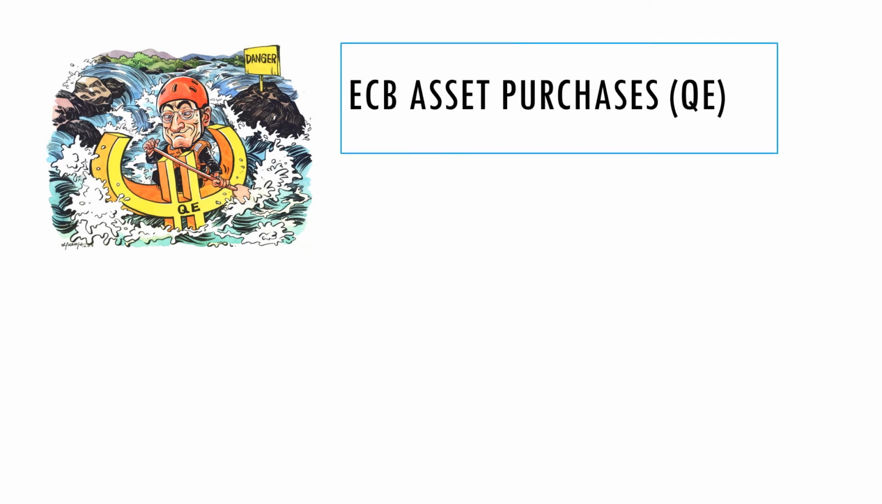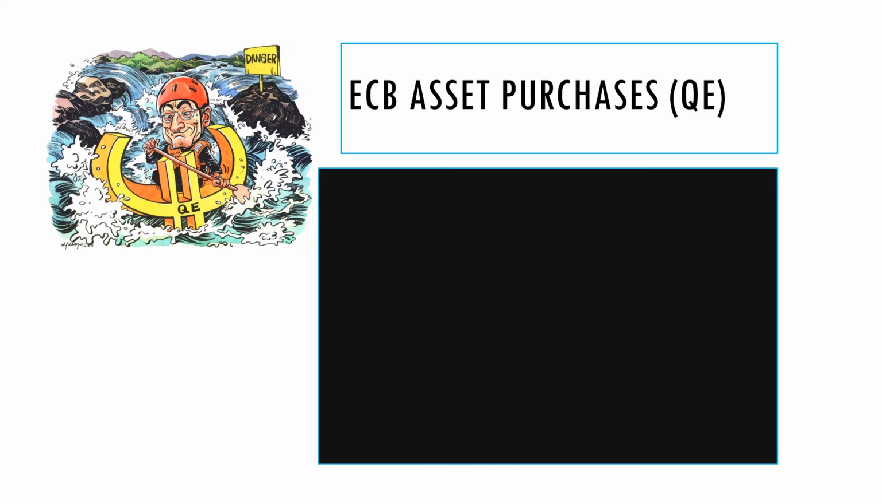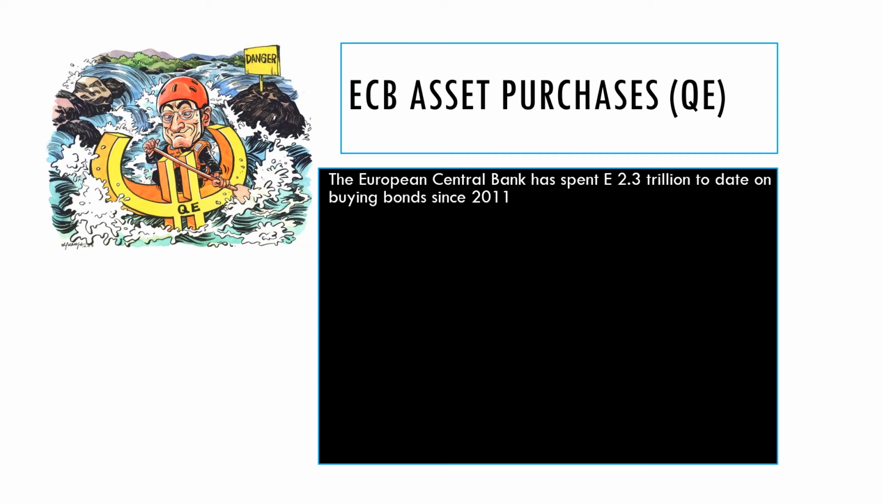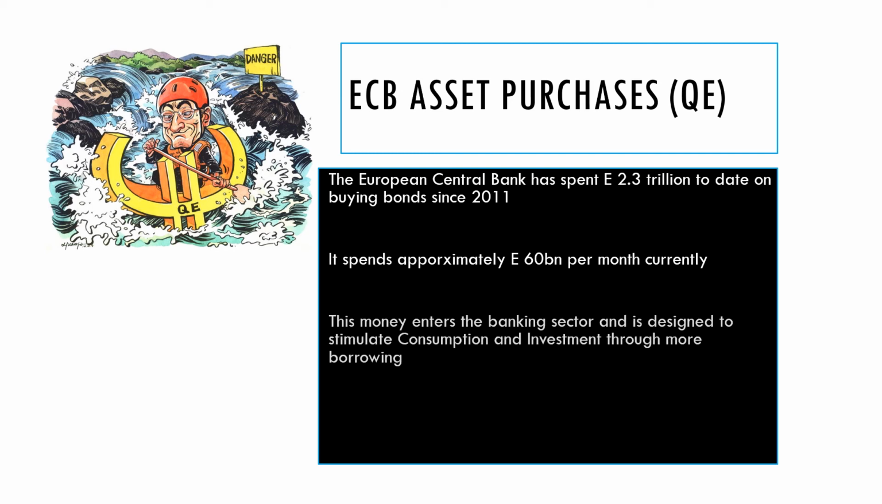The European Central Bank Asset Purchase Program, they call it Asset Purchase Program rather than quantitative easing, but it's the same idea. The central bank in Europe has spent 2.3 trillion euros to date on buying bonds since 2011. It spends approximately 60 billion euros per month at the moment. This money enters the banking sector and is designed to stimulate consumption and investment through more borrowing. The main aim of this program is to increase AD and therefore raise the rate of inflation closer to the target of just below 2%.